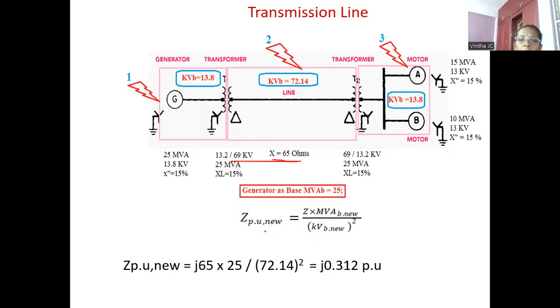Now you can substitute the values here. Z per unit new is equal to Z actual, that is nothing but 65 ohms, into MVAB new. What is MVAB new for this transmission line? It is 25, because MVAB is common to all the components. So it is 25 divided by KVB new, the whole square. What is KVB new for this transmission line? It is 72.14, so 72.14 the whole square. If we substitute, we will get the answer J0.312 per unit.